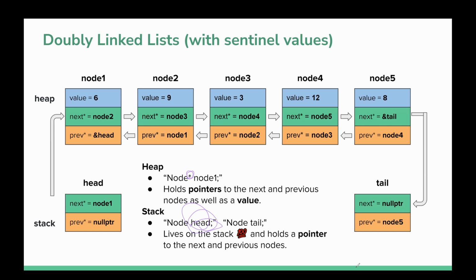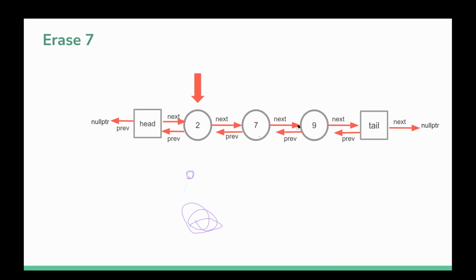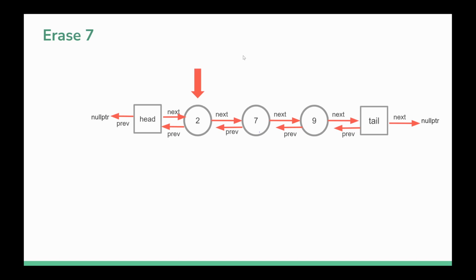So moving on to the next slide. I guess I should probably get rid of whatever I've annotated. All right. Yeah, so this is just going to be an erase process that we have here. If we were to start at a linked list of 2, 7, 9 with a head as head and tail as tail, we'll look for 7. That's our goal here. So we'll start at 2.